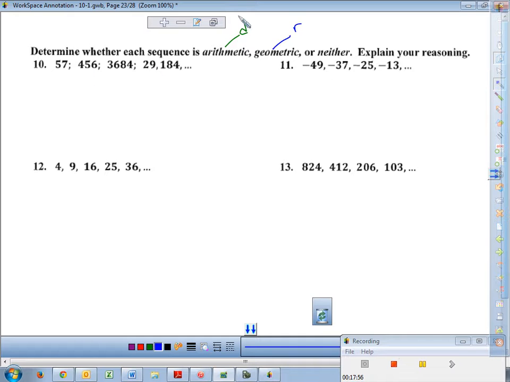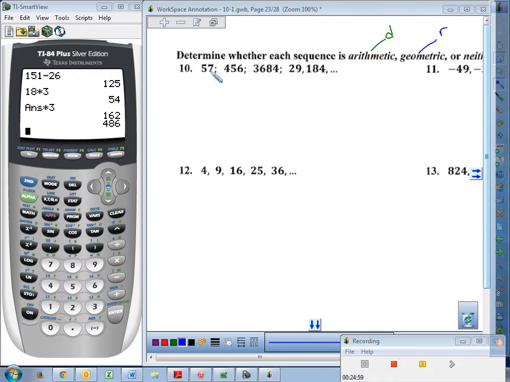So, first thing I like to do is just look at it and see what happens. It's like, boy, this number got bigger, and then it got way bigger, so I can see that it's already not arithmetic, but I'll show you in the calculator why. If you take the second term minus the first term, 456 minus 57, you get a common difference of 399.